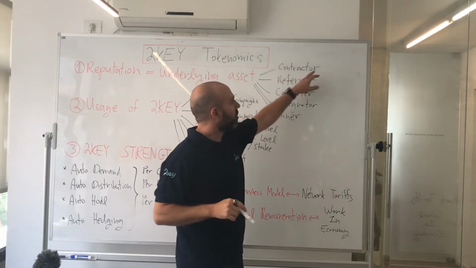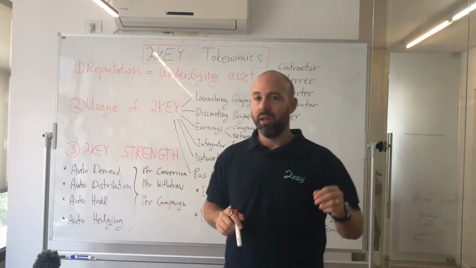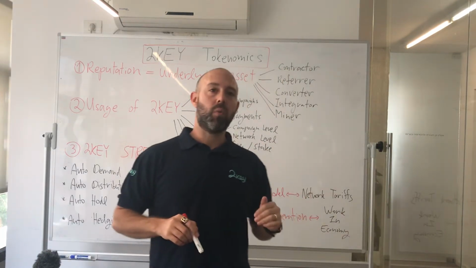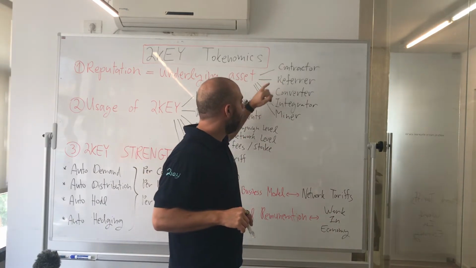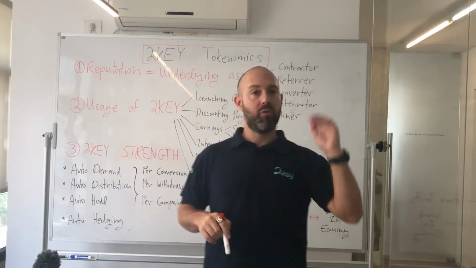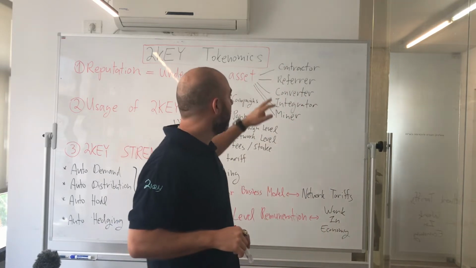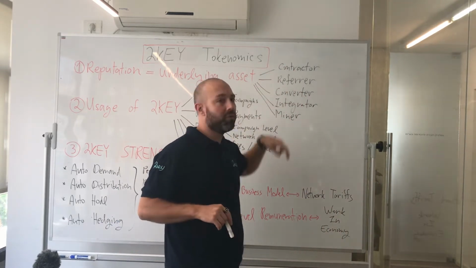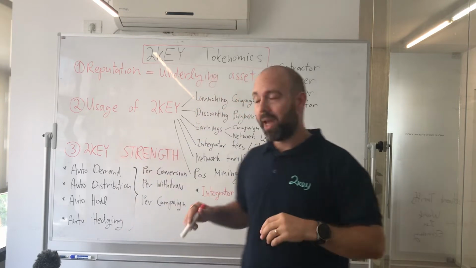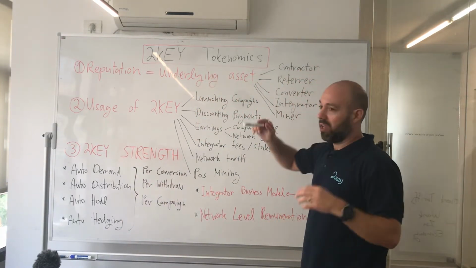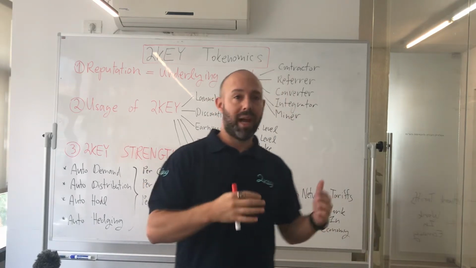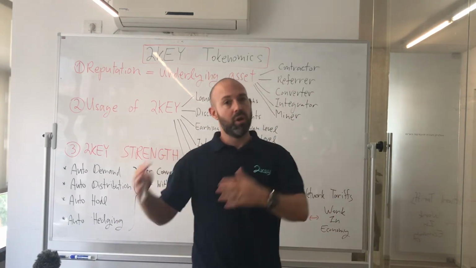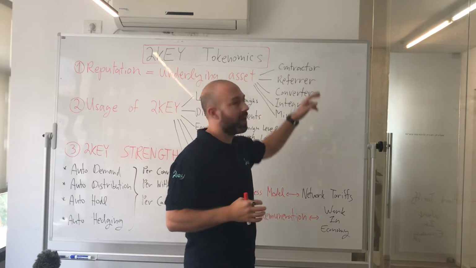So if you're a contractor with higher reputation, you might need less staking when launching new campaigns. You might be able to pay less fees to higher reputation integrators. You may be able to attract higher profile referrers and converters to your campaign. As a referrer, if you have a specific category in which you have high reputation, you can be eligible for higher earnings for leading to conversions in these categories.